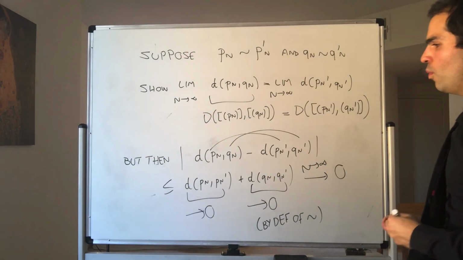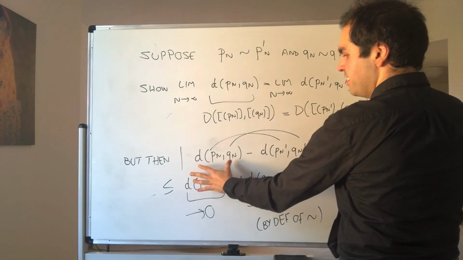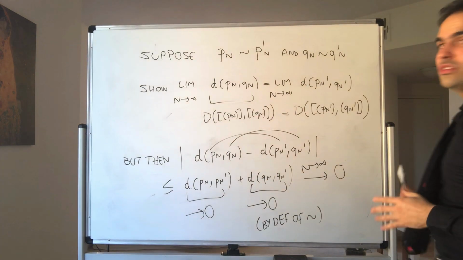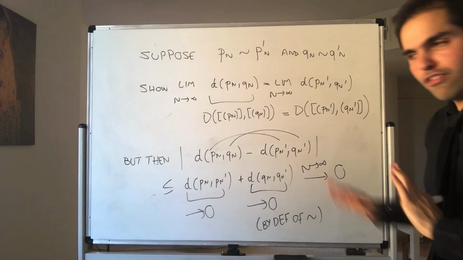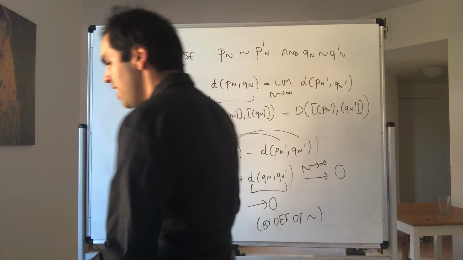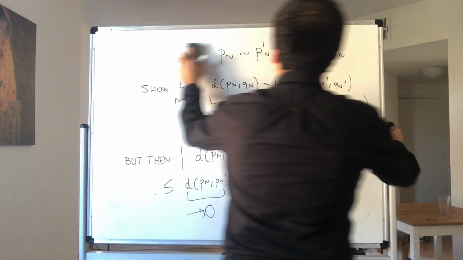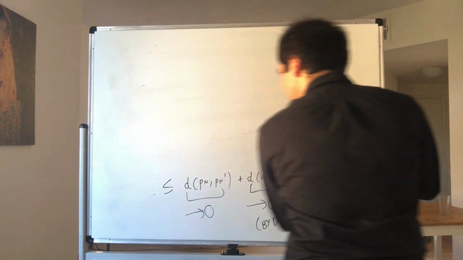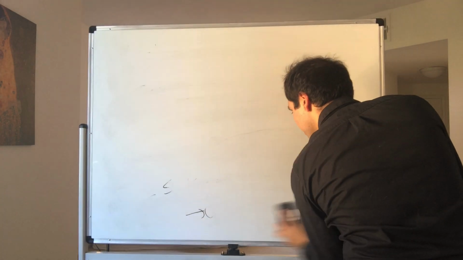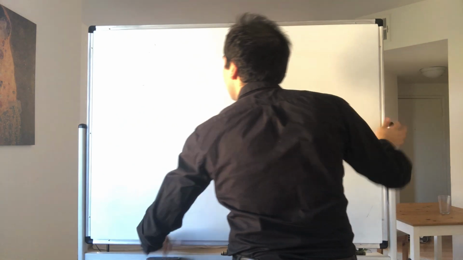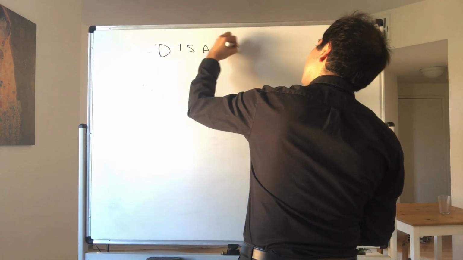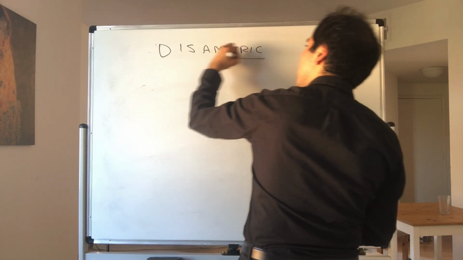And therefore, what do we get? The difference in the absolute values goes to 0, so this limit goes to that limit. And therefore, it's a well-defined thing, and you can also show that it's symmetric. So D is well-defined, and also D is a metric. And it's quite immediate to verify.